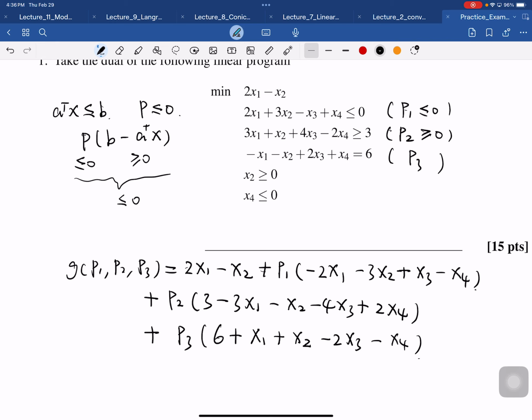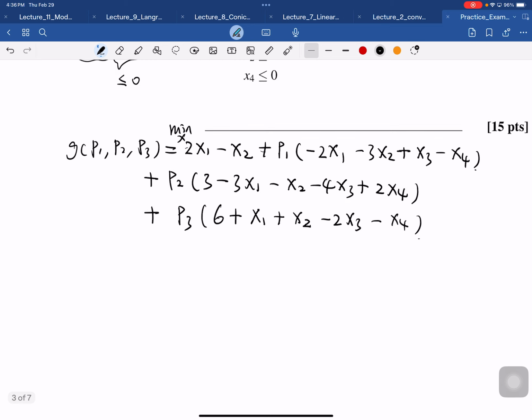Okay. So we need to minimize over x in the Lagrangian dual, right? To minimize over all the x, we just collect all the terms associated with x1, x2, x3, and x4. Let's collect all the coefficients for x1 first. So we have 2x1 here.